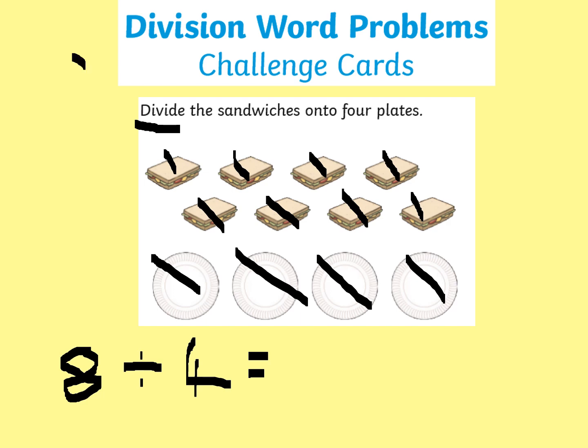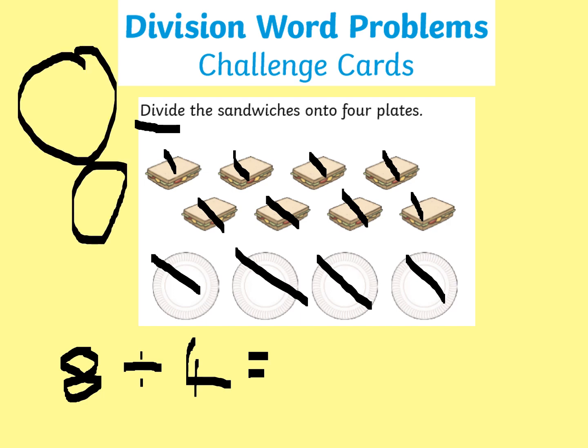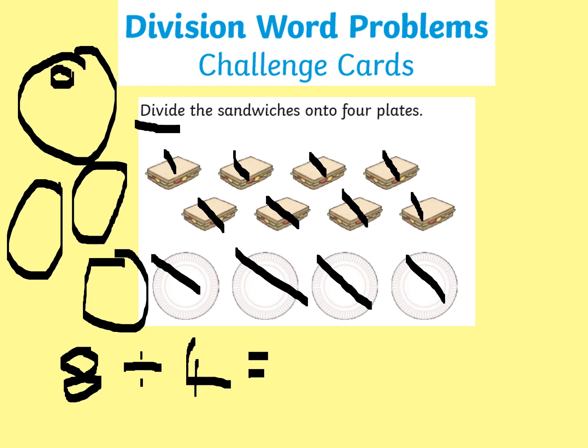Right, I'm going to draw my 4 plates. 1, 2, 3, 4. Now your work will be a lot neater than mine because I'm trying to use a mouse and it's quite tricky. So I'm sharing out 8. I'm going to count to 8, put 1 in each, and I stop at 8 because I only have 8 sandwiches. So I'll give 1 here, 1, give another 1 is 2, 3, 4, 5, 6, 7, 8. Stop, because I only had 8 sandwiches.